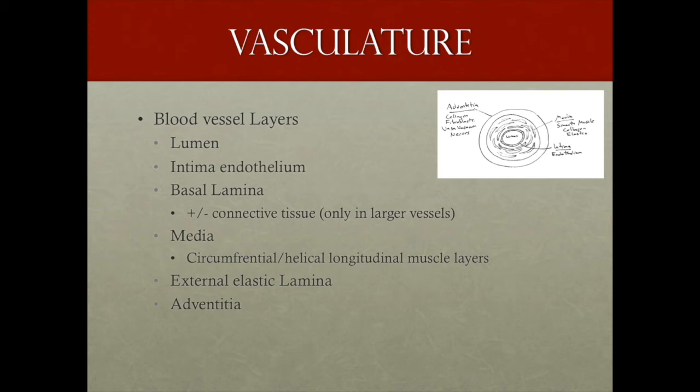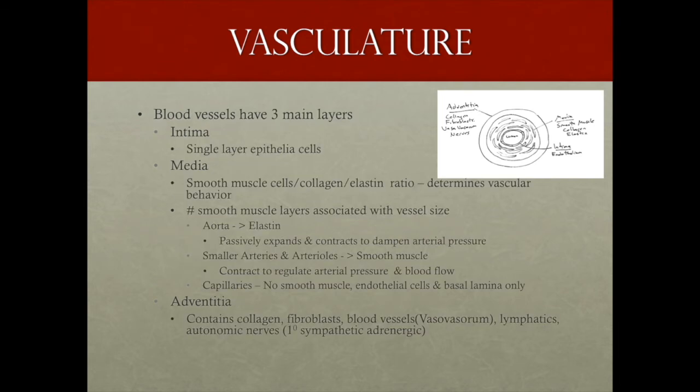Moving from inward to outward, your blood vessels consist of an inner lumen, an intimal endothelium, your basal lamina, which plus or minus has connective tissue, which is only found in the larger vessels, the media and its circumferential and helical longitudinal muscular layers, the external elastic lamina, and the adventitia. And focusing on the three main layers, the intima, the media, and adventitia, and going into further detail, the intima is a single layer of epithelial cells.